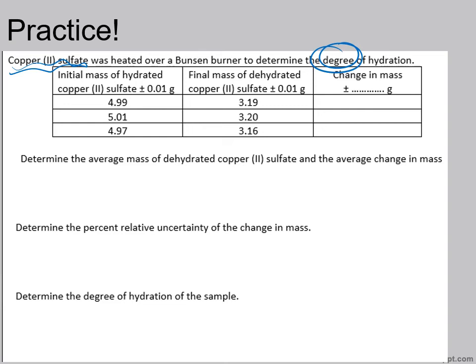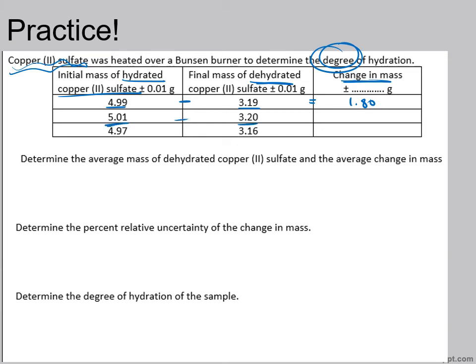So how we're going to do this, we're going to take some hydrated copper 2 sulfate, we're going to heat it up. It'll cause that water to evaporate away, and then we'll have dehydrated copper 2 sulfate. Our change in mass, we start at 4.99, and we're going to end up at 3.19. To find that change in mass, we're just going to subtract. So 4.99 minus 3.19, we're going to get 1.80 grams.